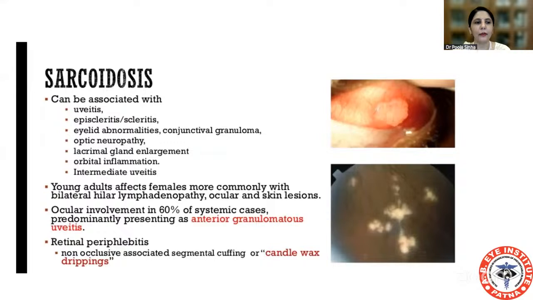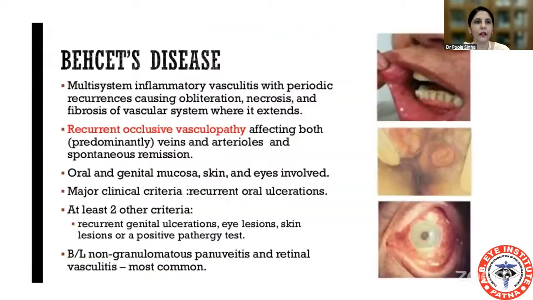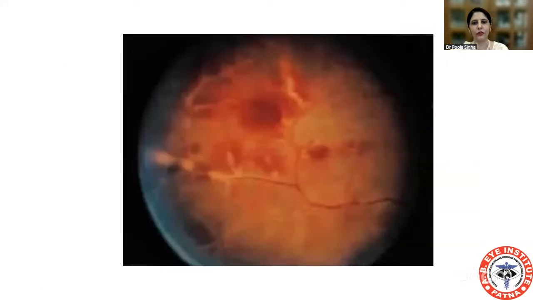Sarcoidosis, there is anterior granulomatous uveitis, and the retinal periphlebitis is basically non-occlusive, associated with segmental cuffing or candle wax drippings. This is very pathognomonic of sarcoidosis. So you can see this picture over here, which manifests the same. Behçet's disease, it's a recurrent occlusive vasculopathy, and there is bilateral non-granulomatous panuveitis with retinal vasculitis as the common clinical manifestation. And this is the classical fern-like pattern of vasculitis with hemorrhages.